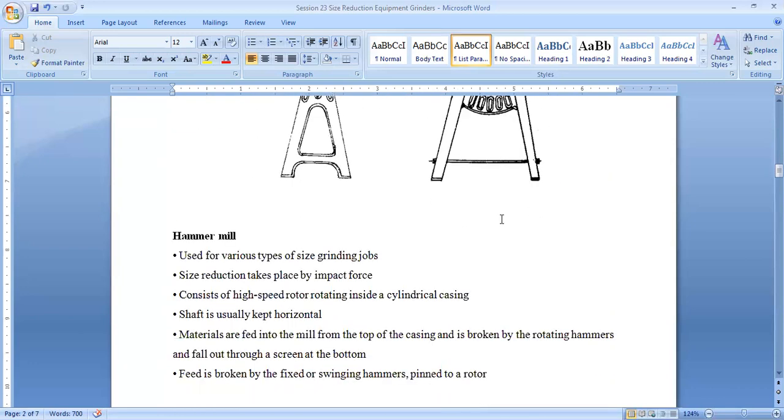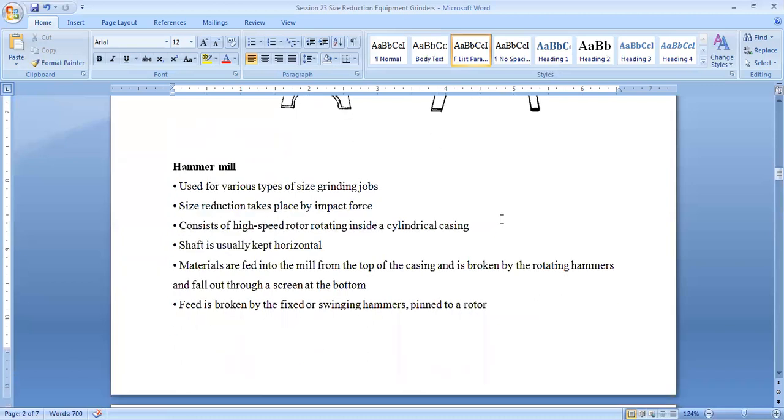Next comes the hammer mill. Hammer mill is a popular mill, and it is used for reducing the size of food material, food grains or even spices into a fine powder. It consists of a high-speed rotor rotating inside a cylindrical casing. Because of the impact forces, the food material is reduced in size and falls on a screen, and from that screen it comes out from the product outlet area.